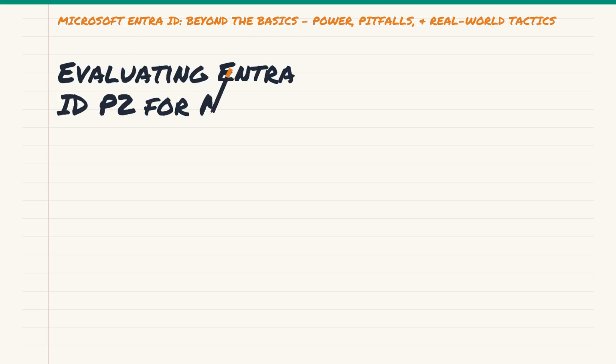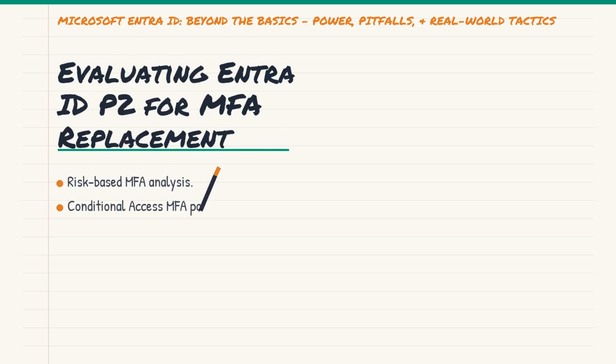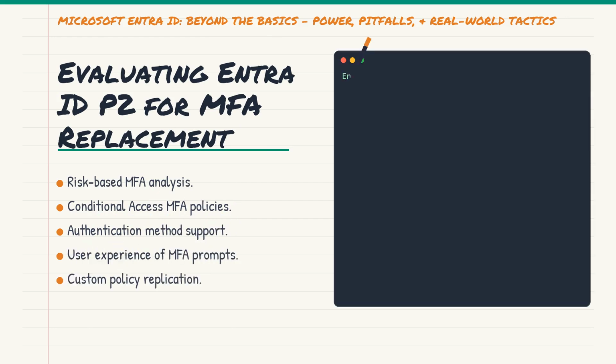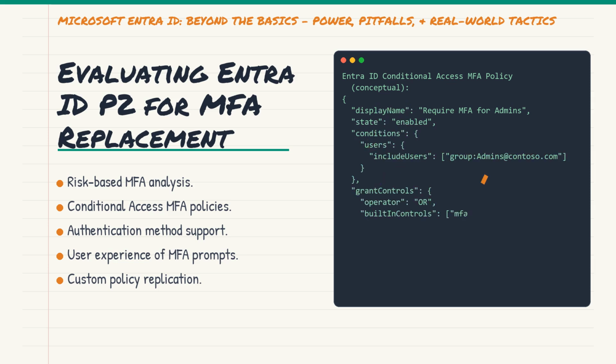For MFA, Entra ID P2's identity protection and conditional access are key. Identity protection offers risk-based MFA, meaning it can prompt for a second factor based on suspicious sign-in attempts. Conditional access allows us to enforce MFA based on user, location, device state, and more. The question becomes, can this match the granularity or specific authentication methods offered by their current MFA solution? For example, do they rely on a specific hardware token vendor that Entra ID doesn't natively support as well, or do they have highly custom MFA policies that are difficult to replicate in conditional access?